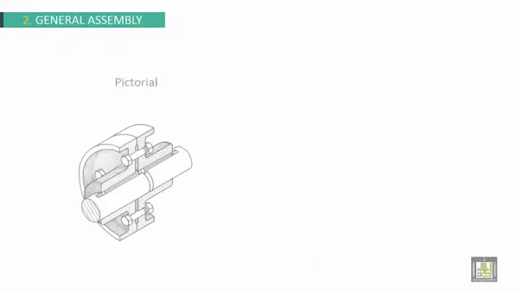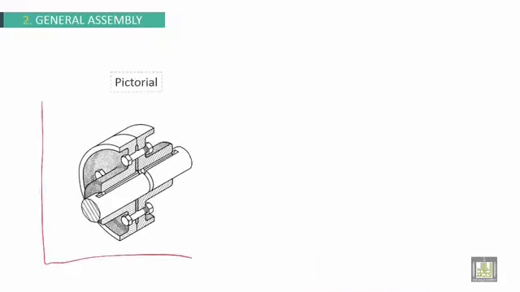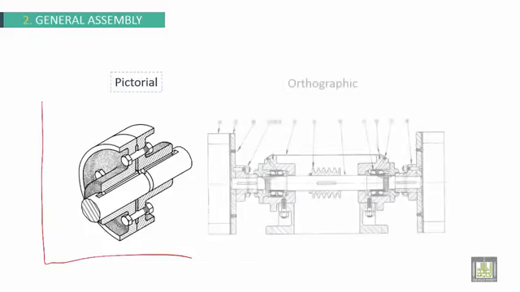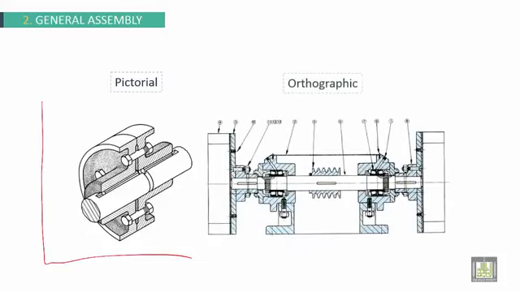General assembly. Here we have the pictorial view for assembly, and here we have orthographic drawing for assembly. Here it is 3D, here it is 2D.